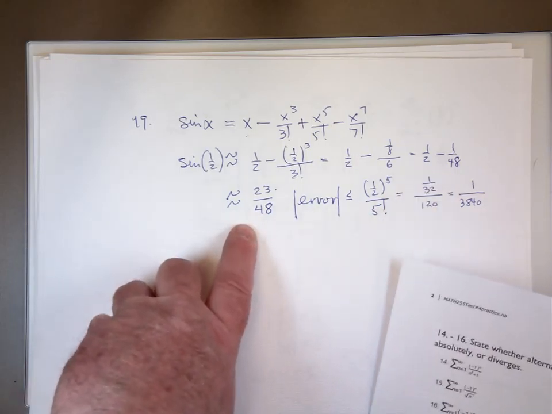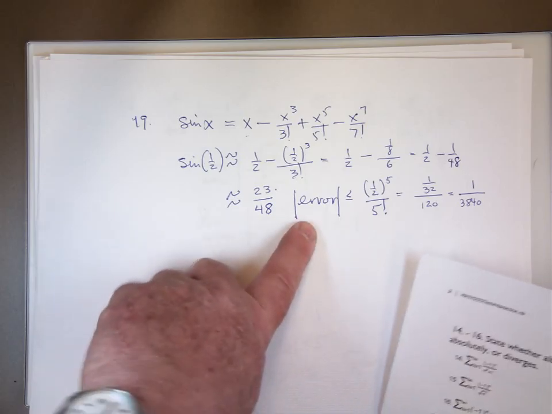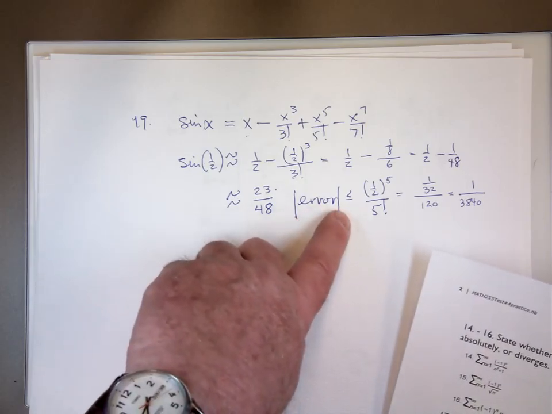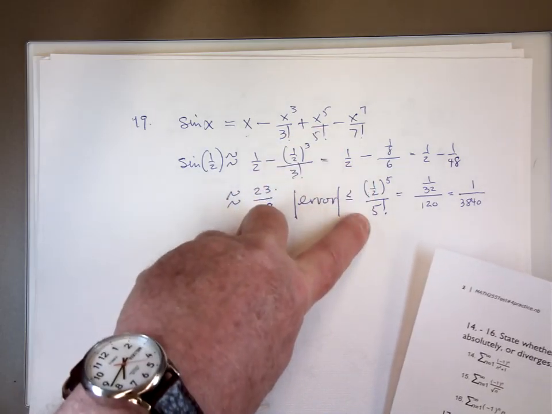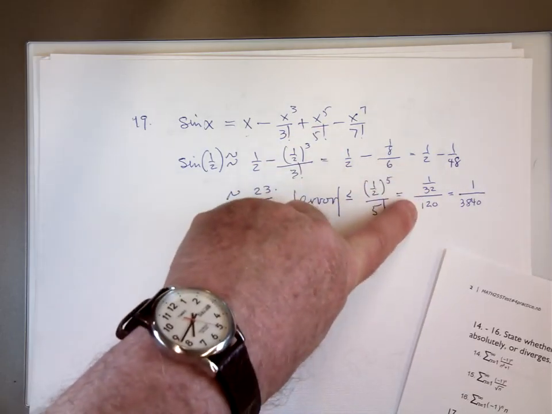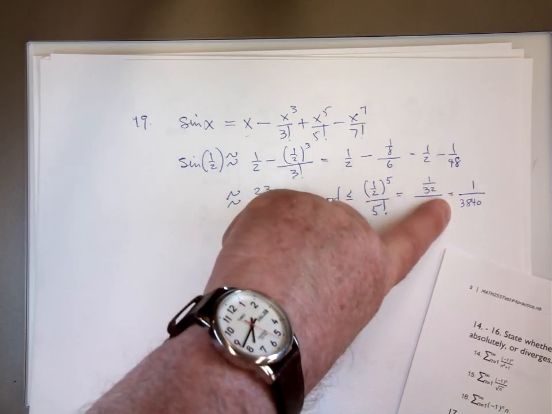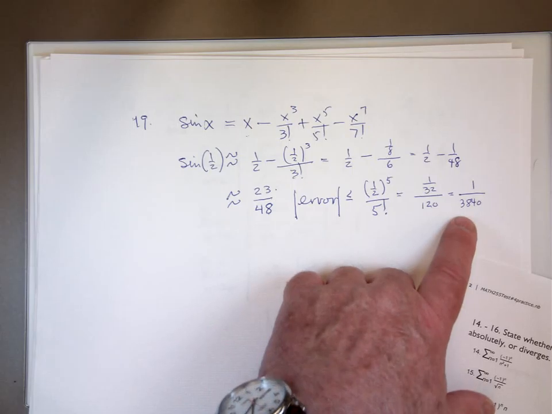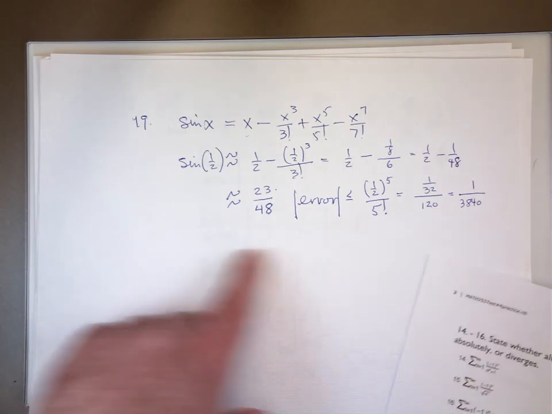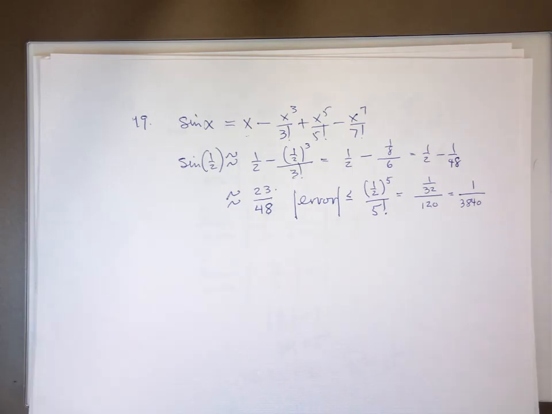How good an estimate is that? Well, the absolute value of the error is going to be less than or equal to the next term. When x is 1/2, it's 1/2 to the fifth over 5 factorial. That's 1 over 32 over 120. That's 1 over 3,840. That's the error. Our approximation is within 1 over 3,840 of the exact value of the sine of 1/2. There you go. Okay.